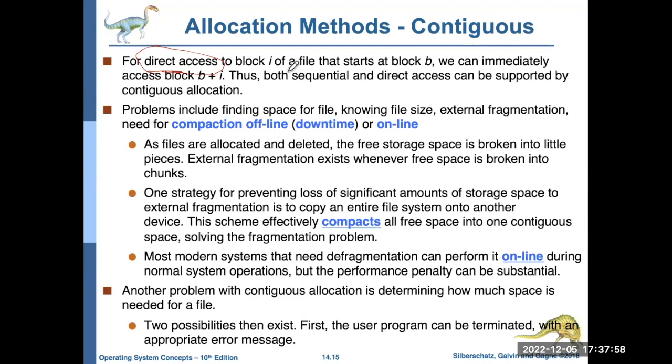Let us suppose we want to access a particular block i of a file that starts at B. We have to read the ith block, so we can directly and immediately jump to block B plus i. With this allocation method, direct access to the blocks is also possible. So note this down, it is very important: sequential as well as direct access is a very important feature of contiguous allocation.